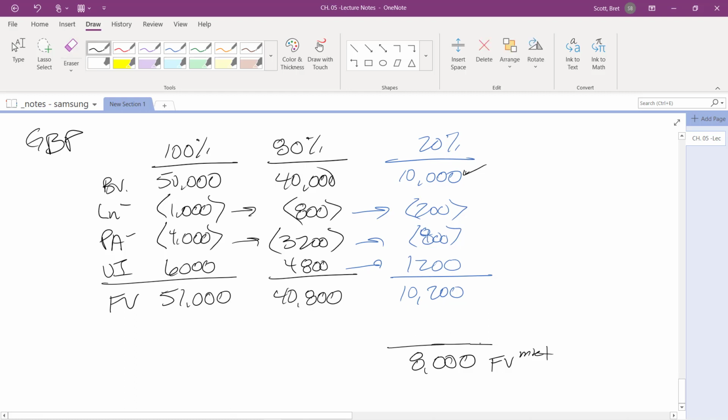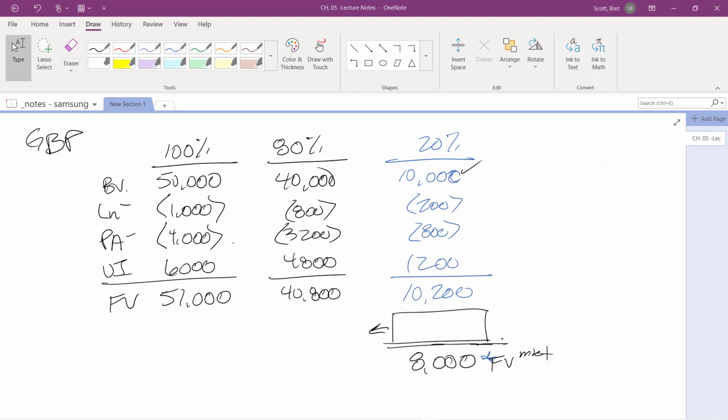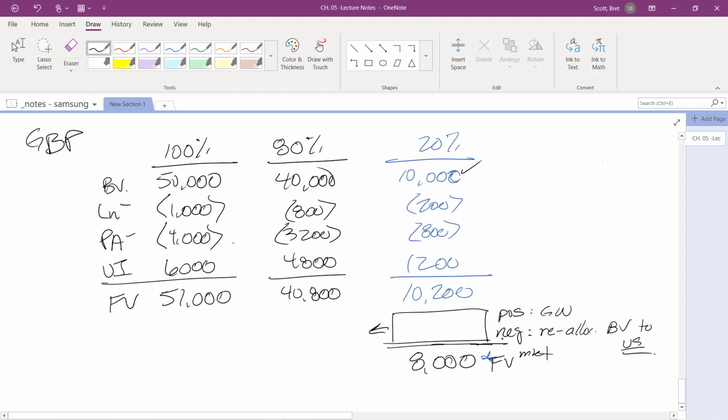So realize that this amount here can be positive for goodwill, but if it has to be negative, it cannot be related to a gain on bargain purchase. In other words, there is no gain on bargain purchase for NCI. What we have to do is actually do a reallocation of the book value to us. How do we do that? Well, we're going to back out now from what we saw up above here. So start by looking at this 10,000.